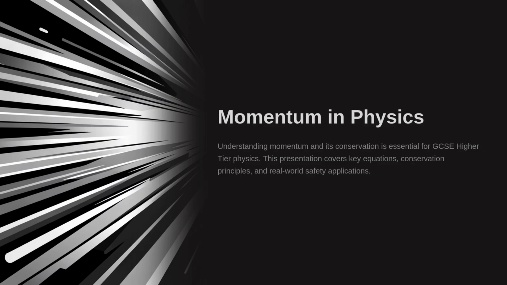Now I'm going to explain momentum. It's a big idea for physics, foundation students and especially higher students. Momentum is a measure of how hard it is to stop a moving object. It depends on two things: how much mass something has, and how fast that something is moving. A heavy object moving fast has a lot of momentum, and a light object moving slow has less momentum.